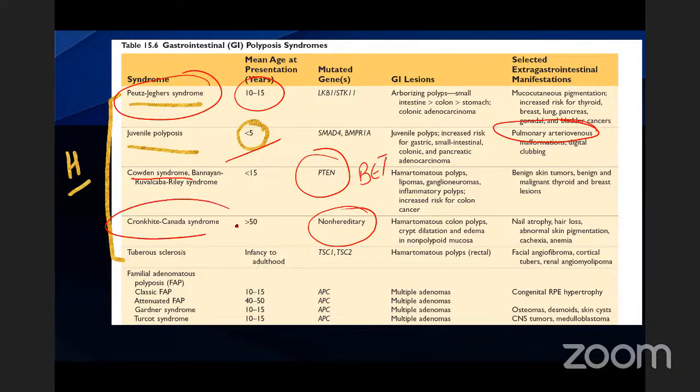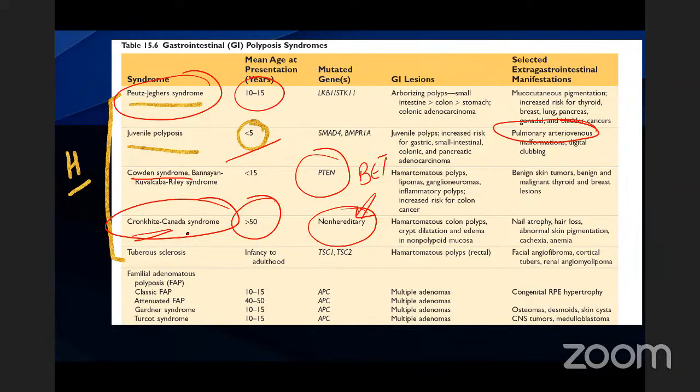Please remember, there is one more hamartomatous polyp syndrome, that is Cronkhite-Canada syndrome. So Cronkhite-Canada syndrome is like a doctor who wants to go to Canada, but he doesn't have a gene associated. So there's no gene, which means it's non-hereditary. So this usually occurs after the age of 50 years.